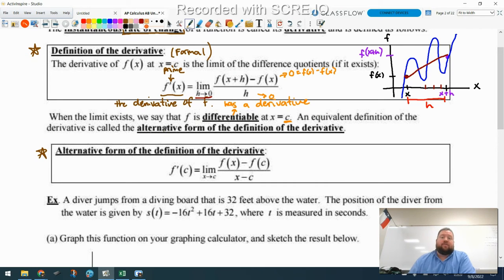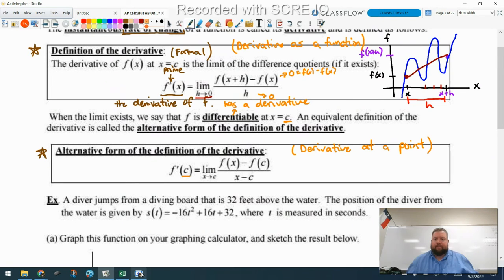An equivalent definition of derivative is called the alternative form of the definition of derivative. You'll notice a couple differences here. One, there's a c instead of an x. You want to use this when you want the derivative at a point. And you may not understand what that means yet, but you will soon. This one up here, you want the derivative as a function. Again, it's okay if you don't understand that exactly right now. You'll definitely understand it after we do a few examples.